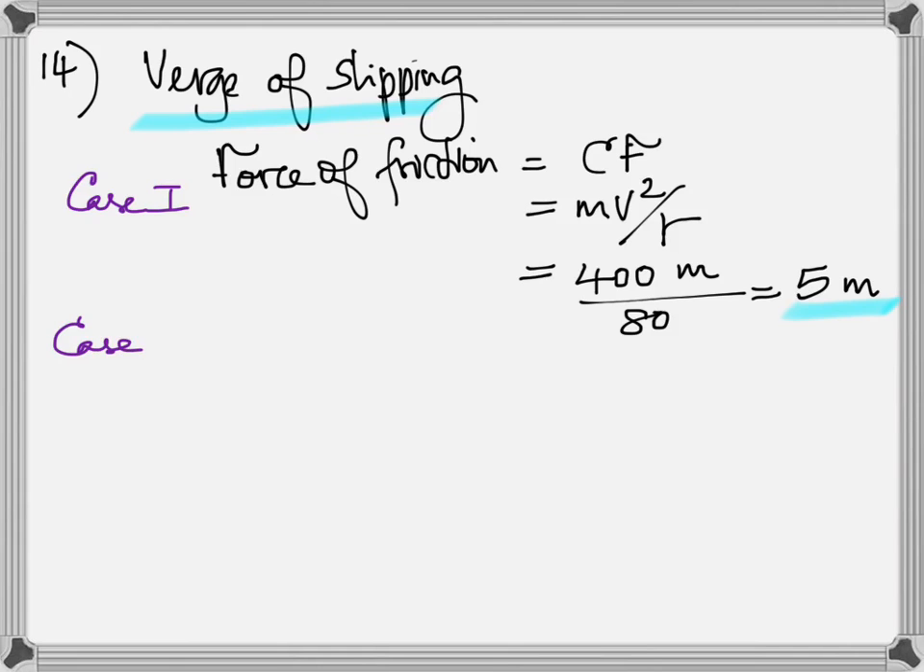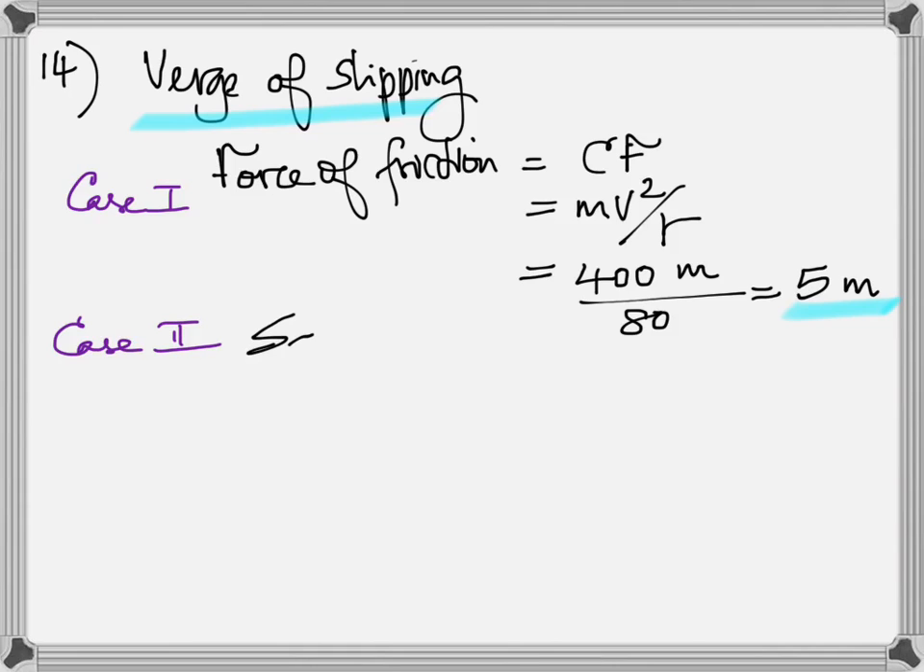Okay, case 2. What's the difference in case 2? What's the radius? 320. Now just tell me, will he be able to go faster or slower with the same friction? Faster, because that's not as sharp as 80 meter, right? 320. So do the same thing.